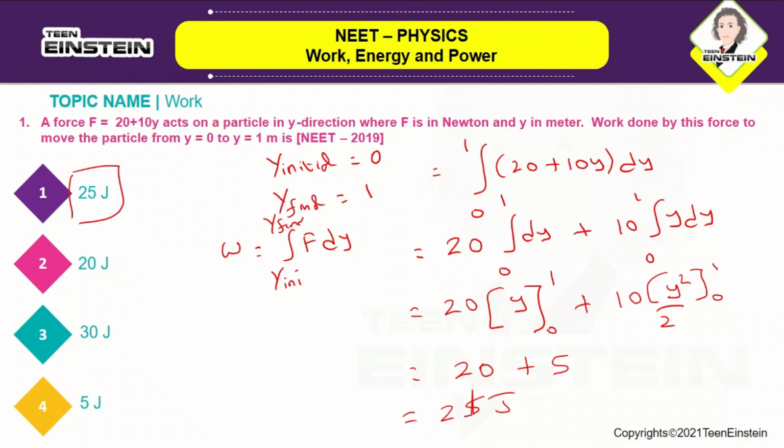So the work done by the force to move the particle from y equal to 0 to y equal to 1 is 25 joules. The amount of work to be done is around 25 joules to move the particle from y equal to 0 to y equal to 1.